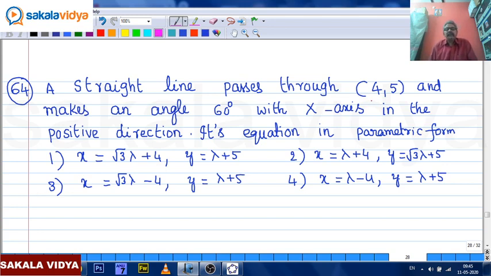A straight line passes through 4, 5 and makes an angle of 60 degrees with the x-axis in the positive direction. That means the inclination of the line is given and the point it passes through is 4, 5. First we need to find the symmetric form. The symmetric form is given by x minus x1 by cos theta is equal to y minus y1 by sin theta. So that we will get it now.